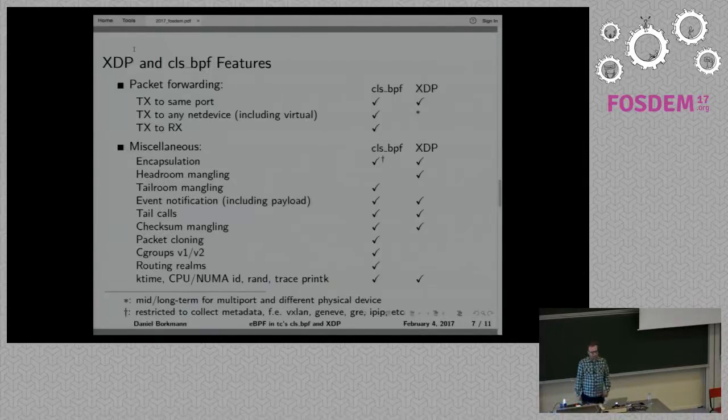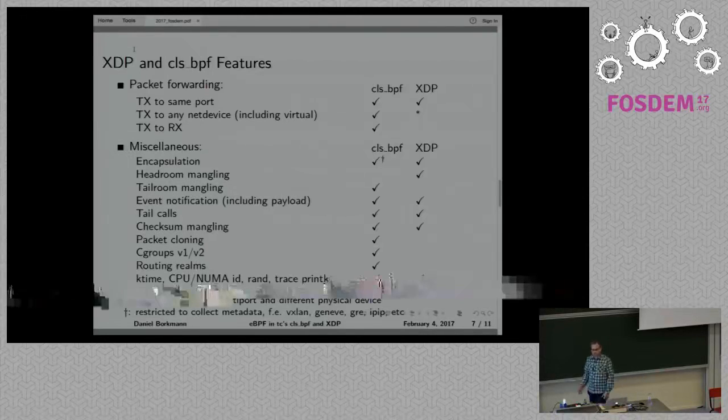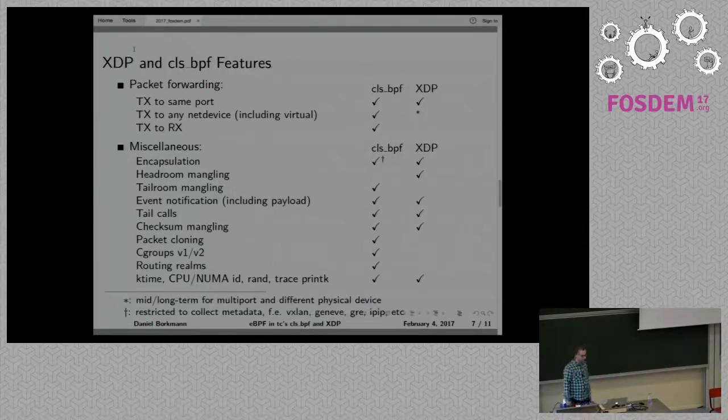Then some miscellaneous things. You can do encapsulation. So there's VXLAN, Geneve, GRE, and IP encapsulation available for CLS BPF. In XDP, you're actually way more flexible. You can do any kind of encapsulation you want because at that early point in time, the kernel doesn't know anything about the packet that is coming in yet, so you're not limited by the internal details of the socket buffer itself.